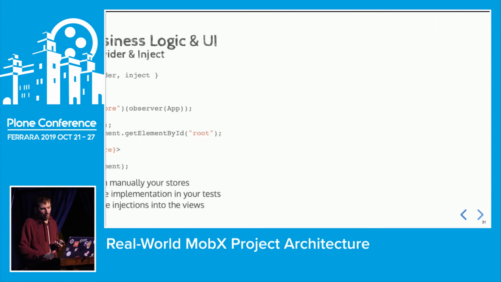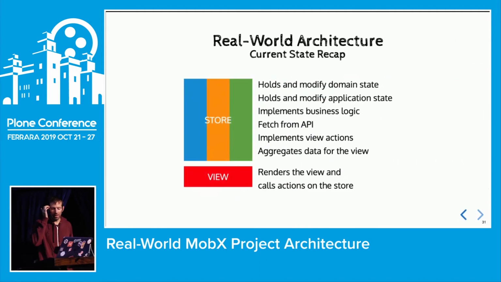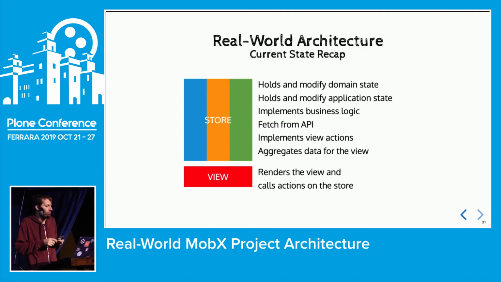So going back to our application structure, now we have basically two blocks. One is the huge one that holds the entire application domain state. It modifies the application state, it has the business logic, eventually calls any API, implements the actions for the view, and also aggregates the data for the view. And on the other side, we have that small React component that just renders the view and eventually calls the action over the store, right?